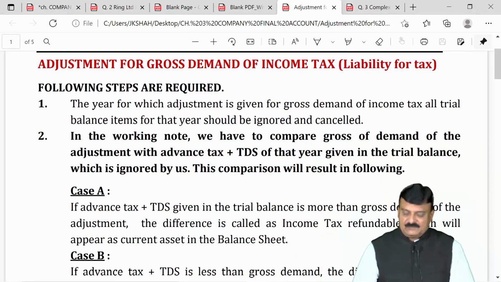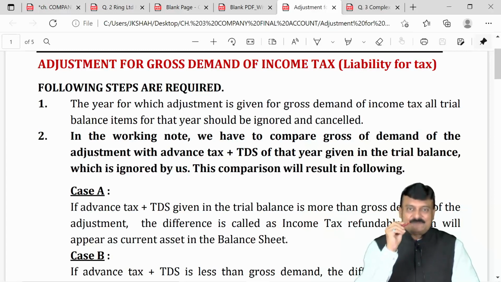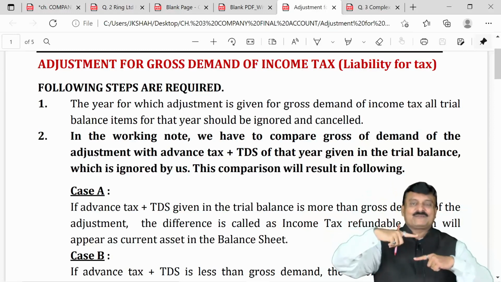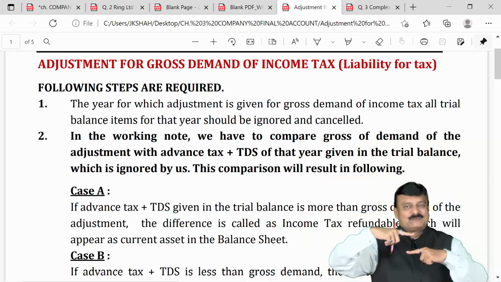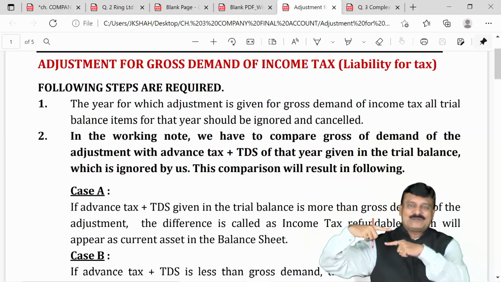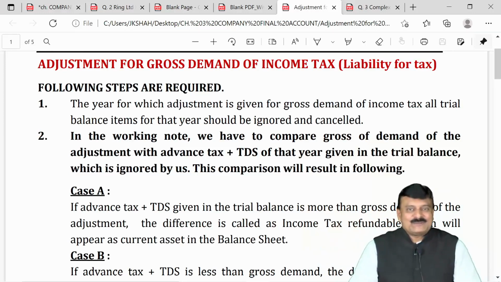Second, in the working note we have to compare gross demand of the adjustment. Gross demand means liability for taxation of the adjustment with advance tax plus TDS. In our sum TDS is not given, but suppose they have given TDS, then that TDS of that year given in the trial balance, which is ignored by us. Just now I cancelled it. So we have to compare trial balance advance tax with adjustment gross liability. First comparison. Second comparison, trial balance provision for taxation with adjustment gross demand, that is liability for taxation. This comparison will result into following.